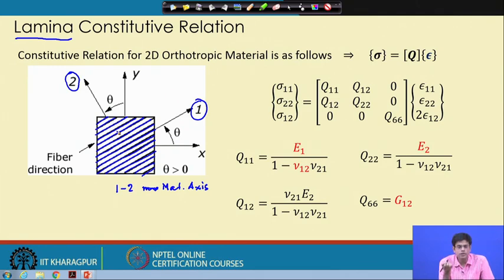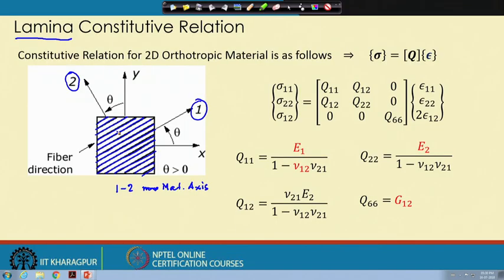When we solve this problem with a given load or stress, we need to use the constitutive equation in terms of the structural axis or the xy system. In this xy system we already know how to transfer material properties from one axis to another axis. So here I will give a special case of a 2D orthotropic material, or 2-dimensional orthotropic lamina, where the fiber axis and the structural axis are different.